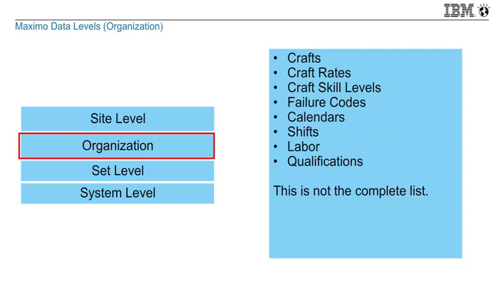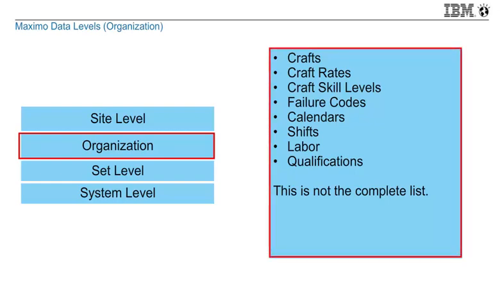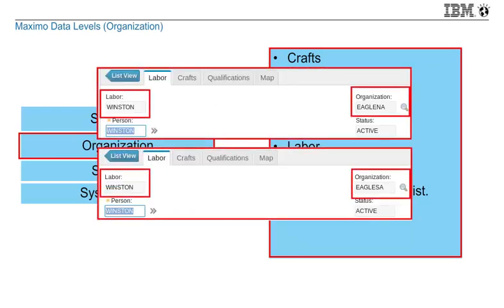At the organizational level, there are a number of applications that deal with labor and workforce management. For each organization, the crafts, craft rates, and potentially skill levels will need to be defined. These crafts are then associated to the labor resources. The labor resource is associated to a person record, which is at the system level. If a person will do work in multiple organizations, they would have a unique labor record for those organizations.